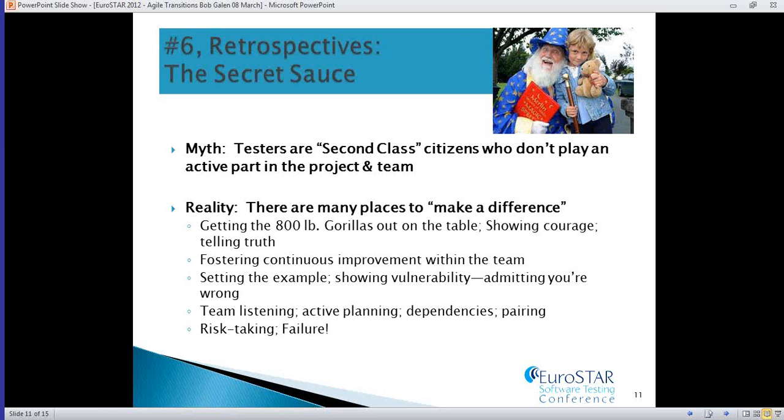I think testers can show that example of raising your hand in a daily stand-up and saying, I need help. I don't understand this story. The acceptance tests aren't helping me figure out how to test it. Product owner, can you sit down with me after this daily stand-up? Can we explore together what you're trying to get at with the acceptance test? What business priorities are you trying to focus on so I can effectively guide my testing? Listening to the team, active planning.